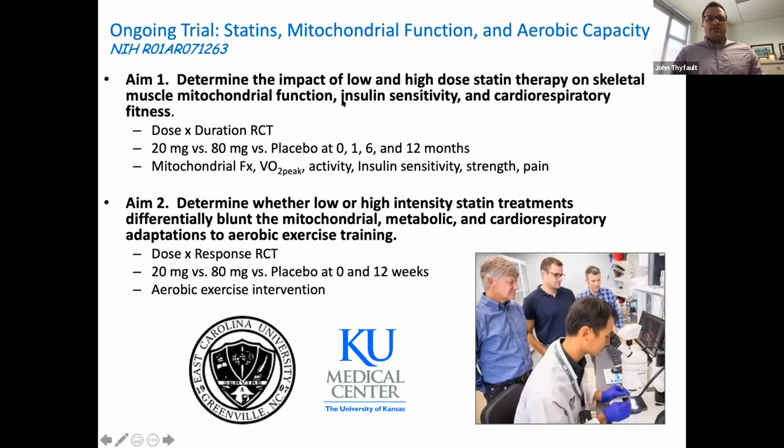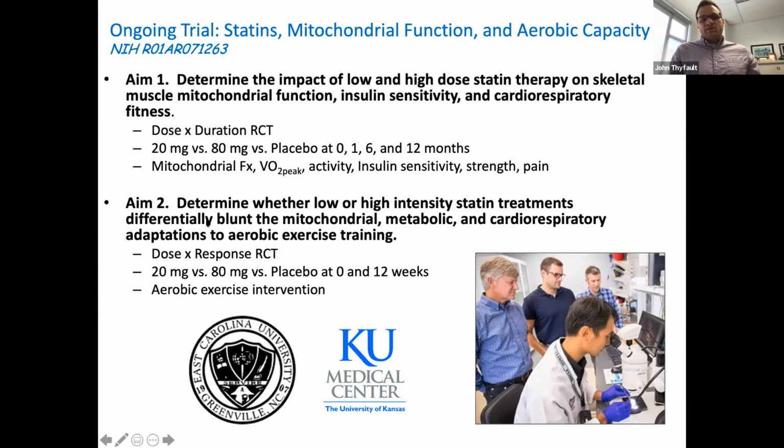Aim 1 is to determine the impact of low and high dose statin therapy on skeletal muscle mitochondrial function, insulin sensitivity, and fitness. And we're doing a dose and duration randomized controlled trial. What we want to do is test a high dose versus a low dose versus a placebo, with testing at baseline, 1 month, 6 months, and 12 months. What we hope to see is that there's less of a deficit with a 20 milligram dose, and so that can be safely tolerated. And then that would tell the field that that's a good dose to use for prevention.